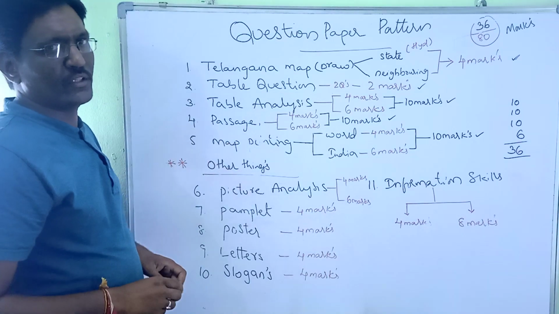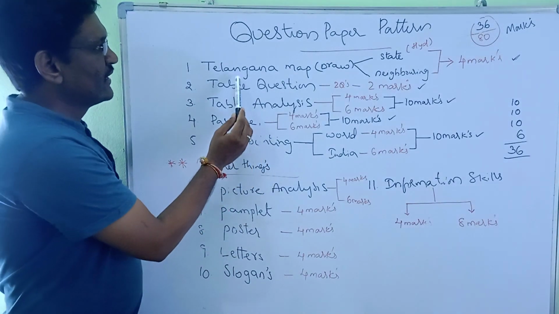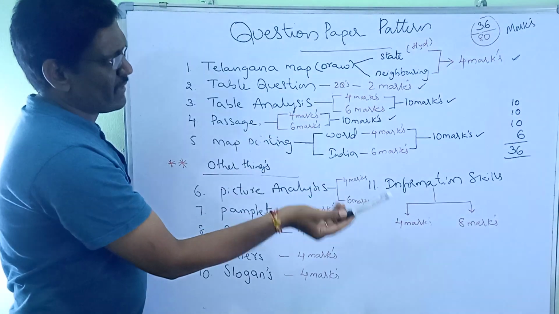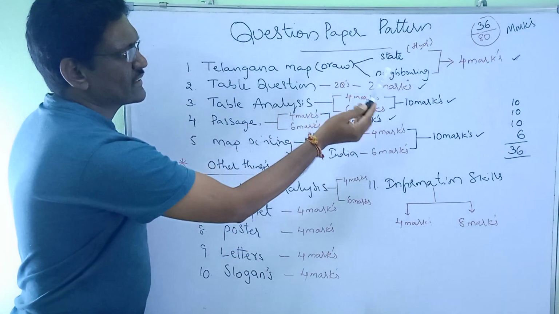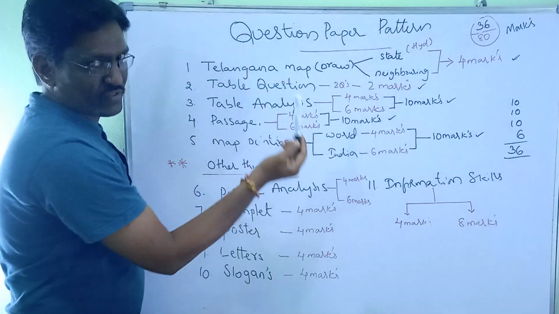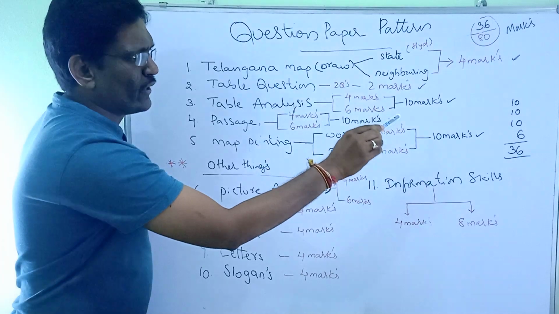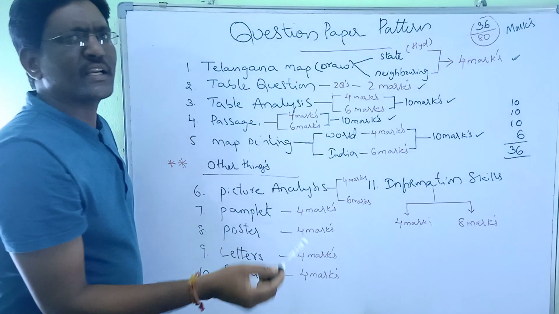That is the mindset of the examiner. Apart from that, we need to draw the Telangana map. So how will he ask? Maybe he will ask, try to draw your state, isn't it? At the same time, he will ask you to find out the state capital, right?